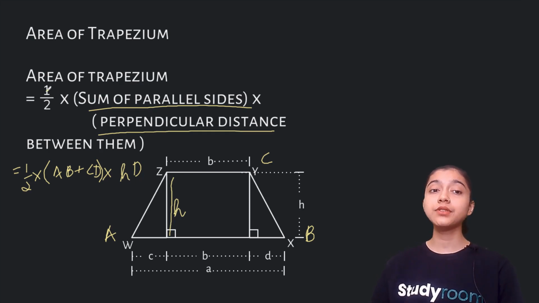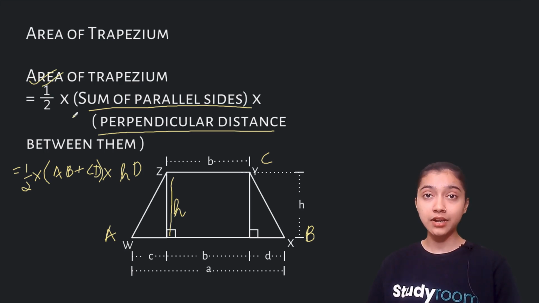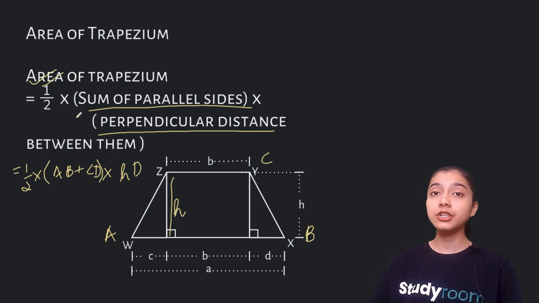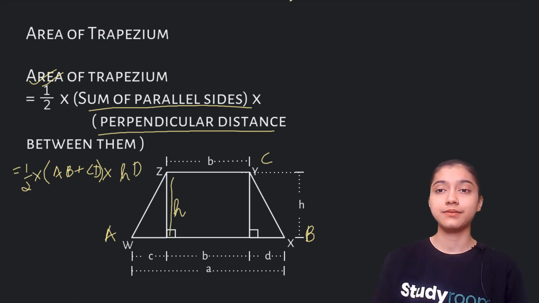So we have to remember this basic formula of area of trapezium, which is equal to half into sum of parallel sides multiplied with the perpendicular distance between the parallel sides.